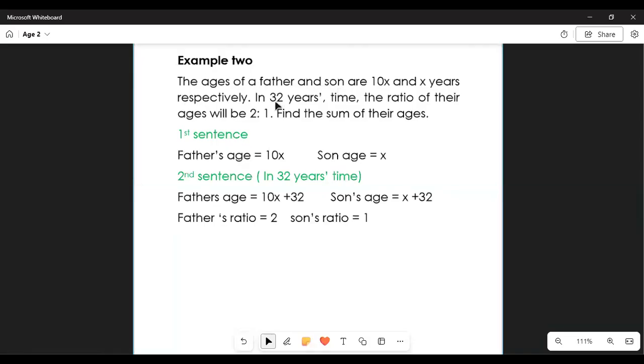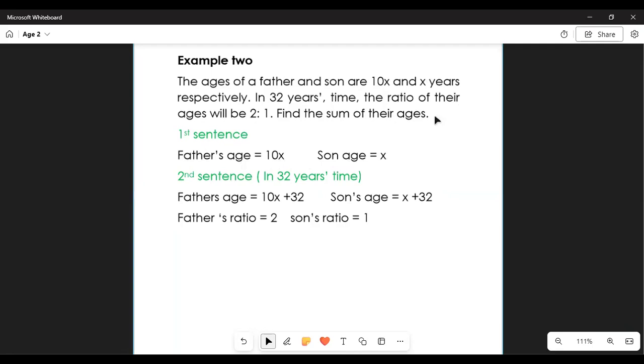Let's consider this example. The ages of a father and a son are 10x and x years respectively. In 32 years' time, the ratio of their ages will be 2:1. Find the sum of their ages. So you go through it sentence by sentence.